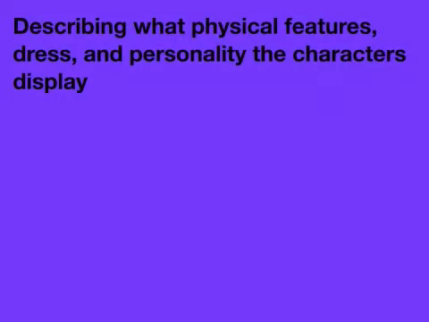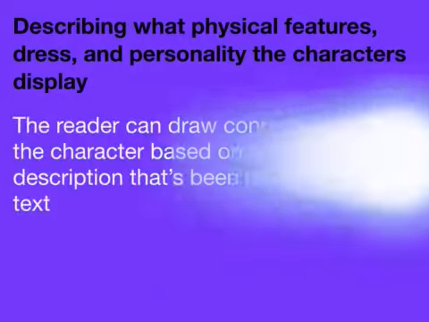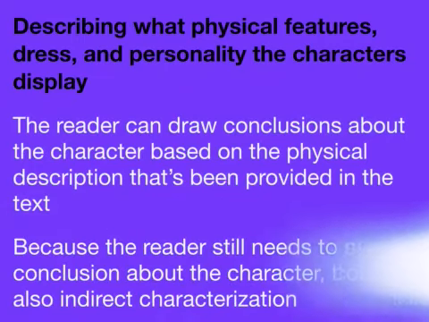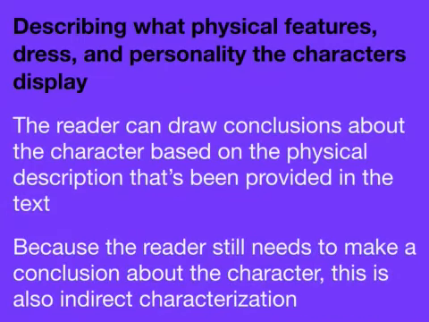Technique number 2, describing what physical features, dress, and personality the characters display. The reader can draw conclusions about the character based on the physical description that's been provided in the text. Whether we want to admit it or not, we are always making judgments about people. If we see somebody dressed a certain way, we make a judgment call about that person's personality based on how they're dressed. Because the reader still needs to make a conclusion about the character, this is also indirect characterization.